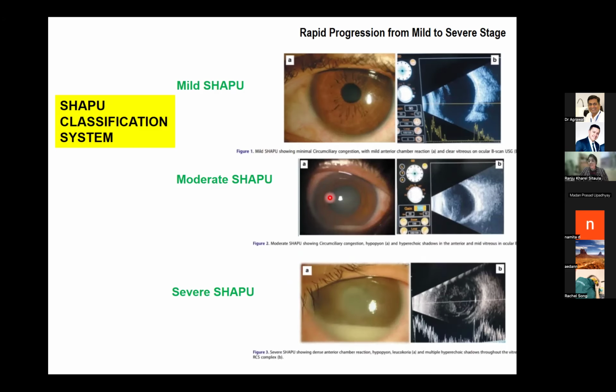But within 48 hours, there could be presence of hypopyon in the anterior chamber and anterior vitritis. And even if it is ignored at that time, thinking it is conjunctivitis or any other form of uveitis, there could be a severe reaction from the anterior to the posterior part of the eye, with malignant hypotension and retinal detachment also. So the progression from mild to severe can be in 2 to 7 days.